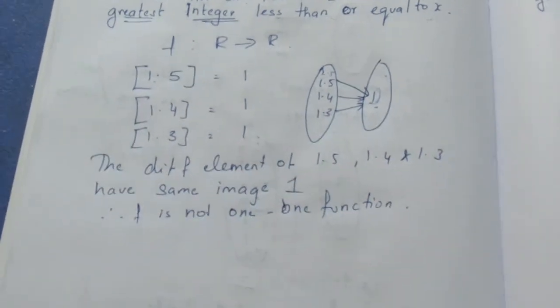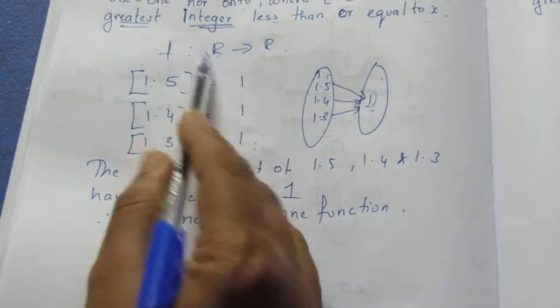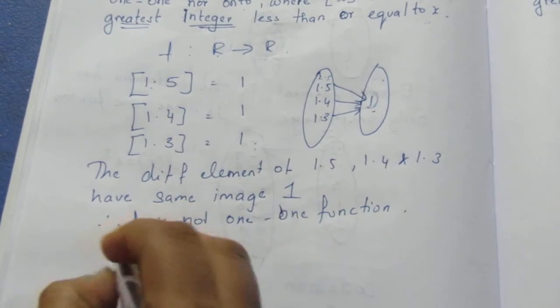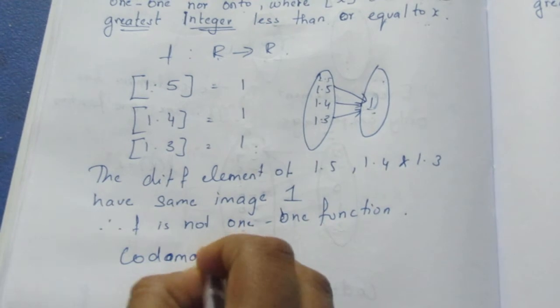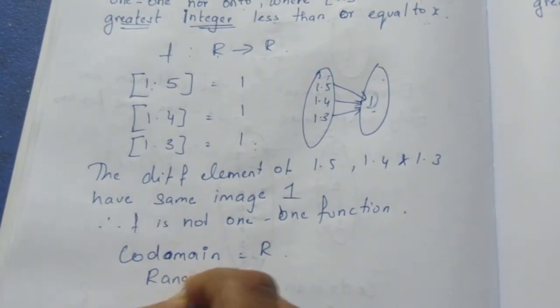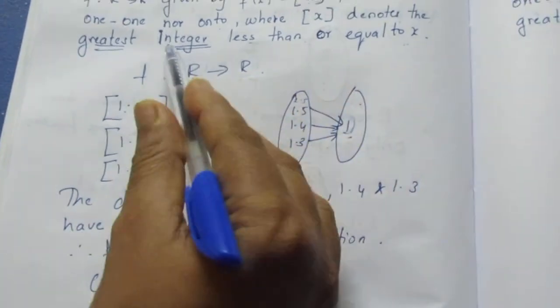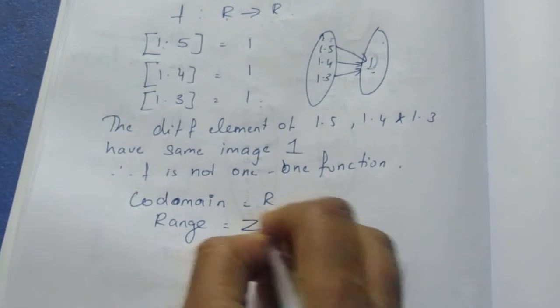So according to the given statement, we have proved it is not 1-to-1. Let us move on to onto function. This is your domain, this will be your codomain. Your codomain is equal to the real numbers, R. So what will be your range? The range here is integers. So your range will become integers.